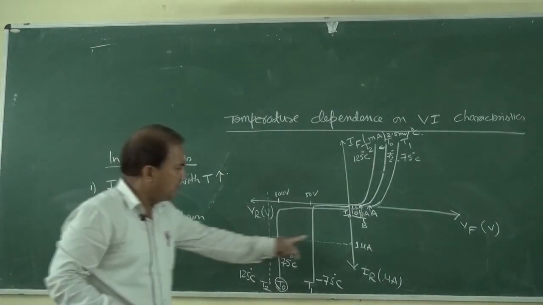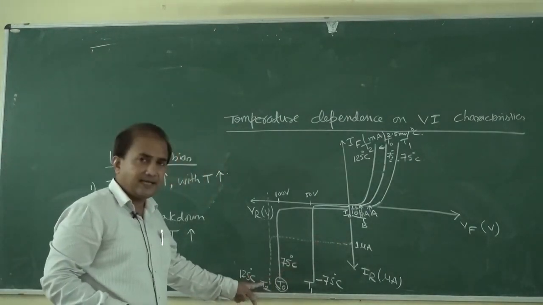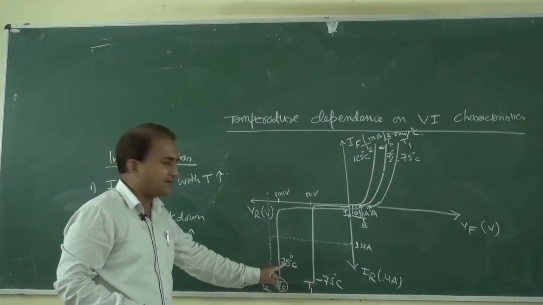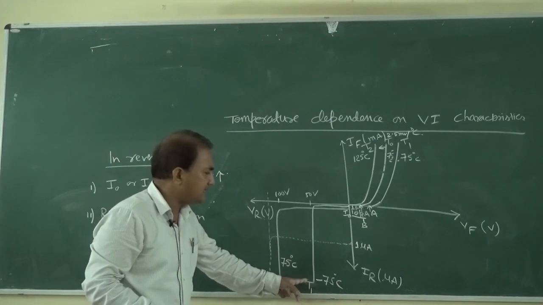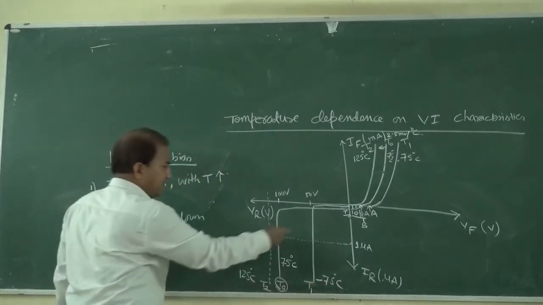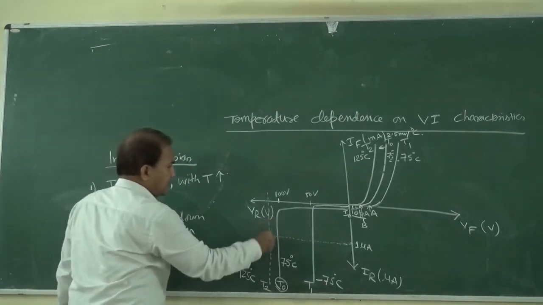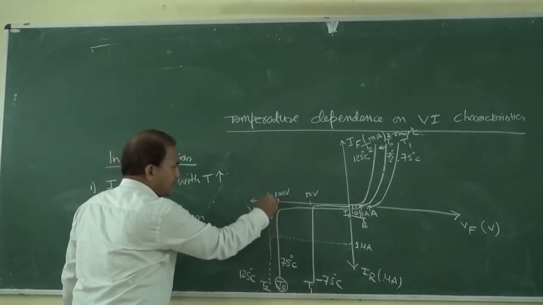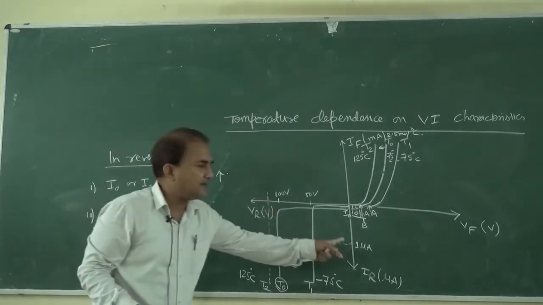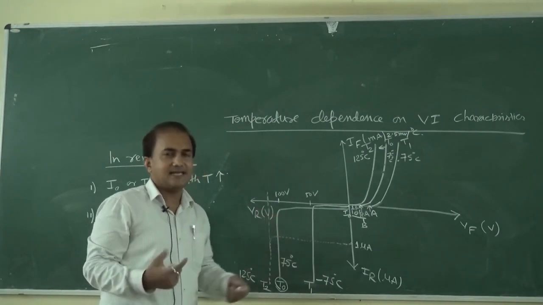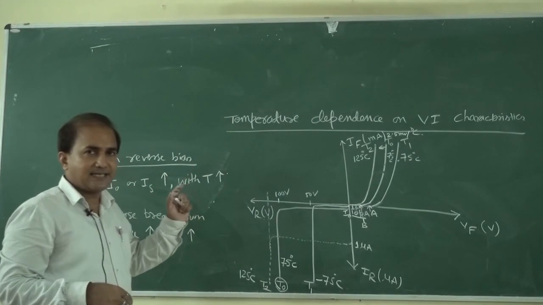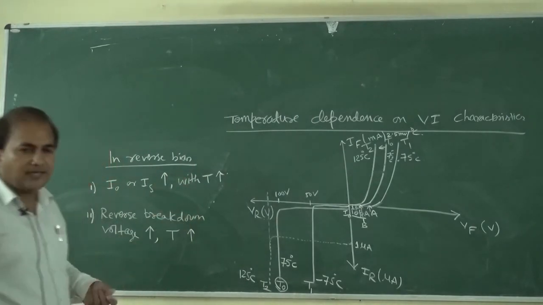In this figure we are seeing that with the increase in temperature, this is at T2, say at 125 degrees centigrade, T naught say it is at 75 degrees centigrade, and T1 it is at say minus 75 degrees centigrade. Okay. So in this figure we are seeing that with the increase in temperature, this reverse breakdown voltage increases, and also the reverse leakage current also increases. So this is the temperature dependence on VI characteristics of a PN junction diode. Okay.